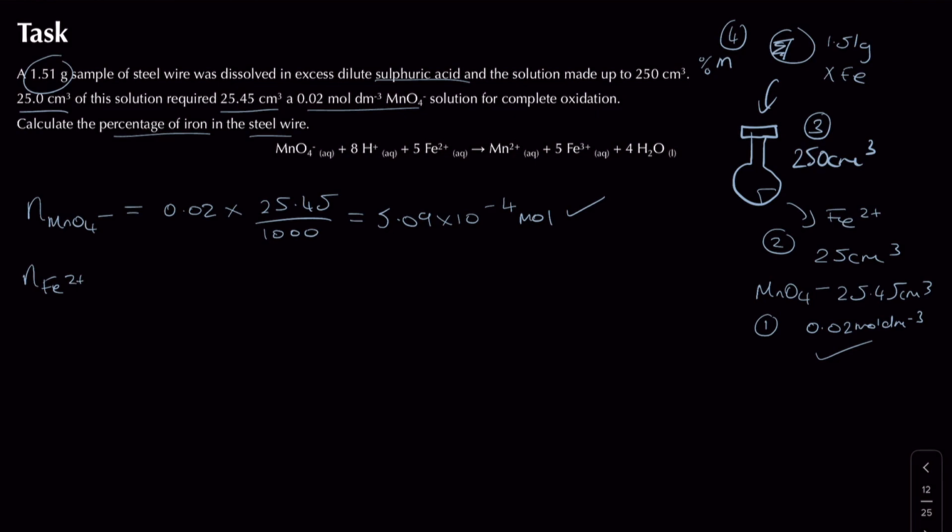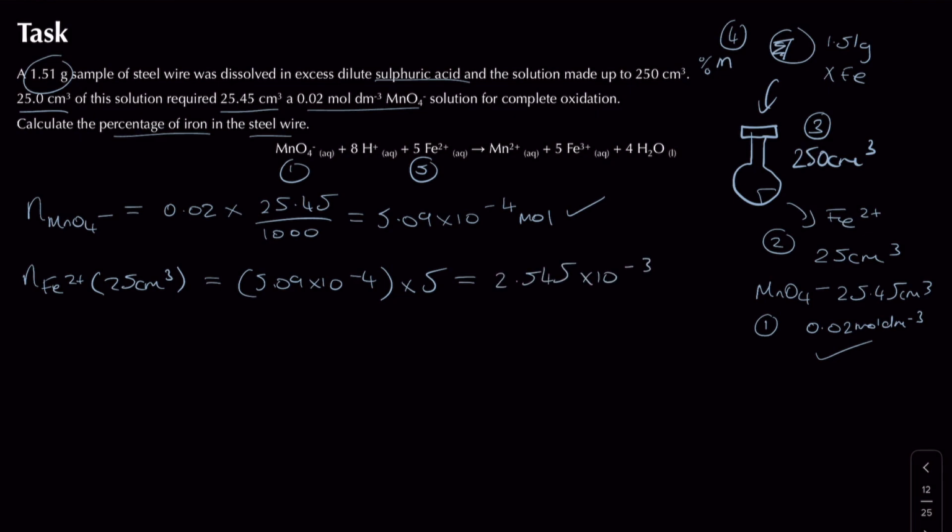Now we need to find the number of moles of iron 2 plus, but it's going to be in, again, 25 centimeters cubed. Just be aware that this volume can always change, but yeah, you're going to do that by, of course, timesing by 5 again, because we've got a 5:1 ratio. So I've got 5.09 times 10 to the power of minus 4, and that's going to be times by a value of 5, and what we end up with is 2.545 times 10 to the power of minus 3.